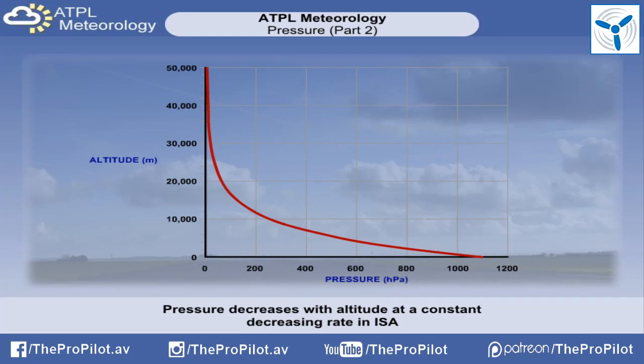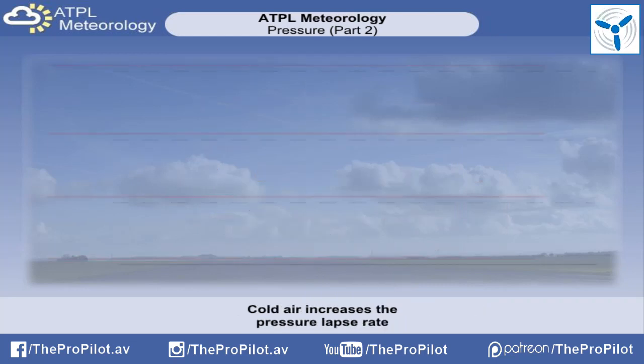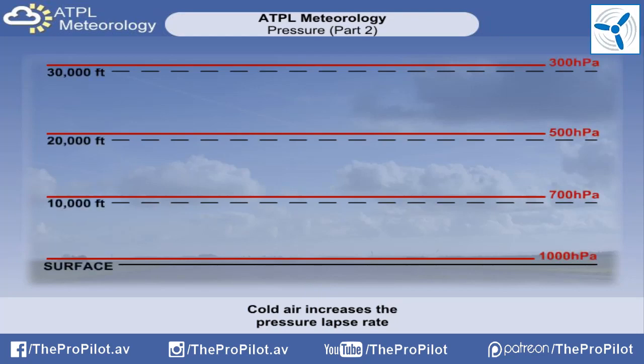However, pressure does not decrease everywhere at the same rate. This is because temperature affects the pressure lapse rate of the atmosphere. Cold air has a tendency to cause pressure to change more rapidly over a given height than warm air. Looking at the diagram of the atmosphere from a side view, we can see that pressure is decreasing with altitude. We start at the surface at 1000 hectopascals and reach 300 hectopascals at 30,000 feet.